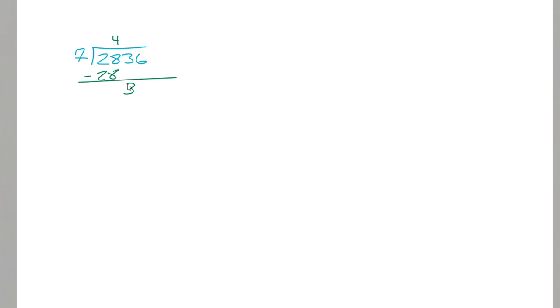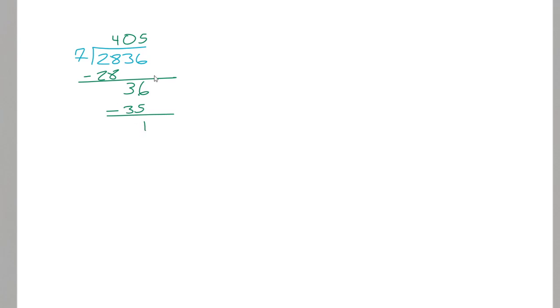Can 7 go into 3? No, but let's bring down the next one. So can it go into 36? It can't go into 3, but it can go into 36 5 times. 5 times 7 is going to be 35. And we're left with a remainder of 1.